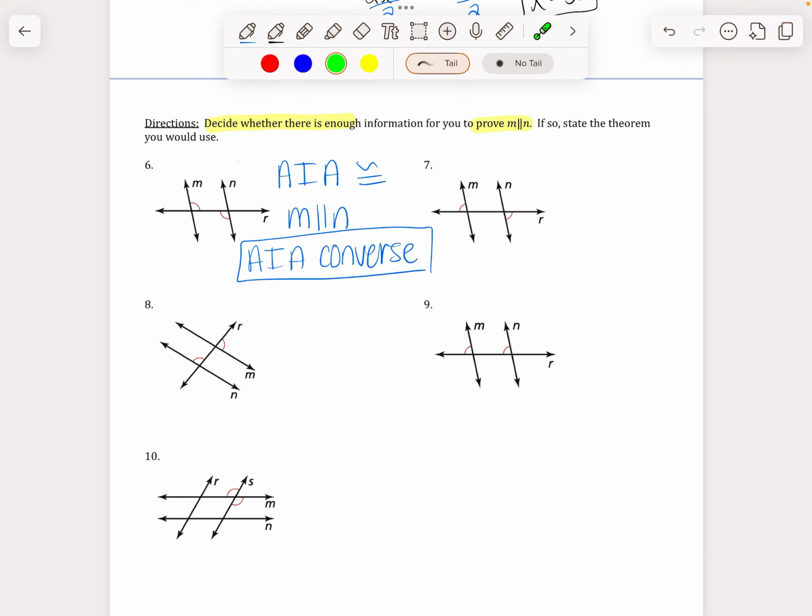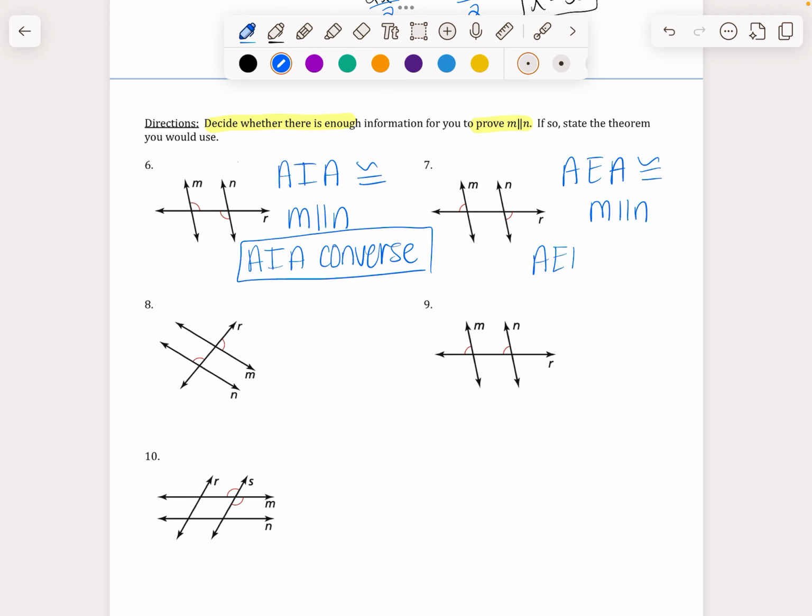Okay, similar problem over here, number 7. They're alternating, one's on one side of the transversal, one's on the other. And then they're exterior because they're both on the outside of the parallel lines. And there is an alternating exterior angles theorem that's our converse that says if alternating exterior angles are congruent, then the lines are parallel. So that's the alternating exterior angles converse.